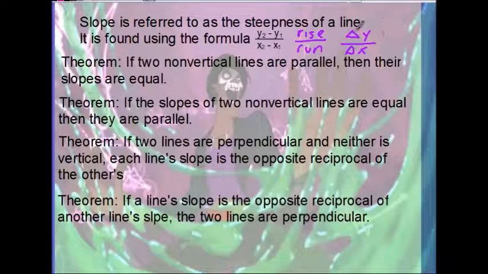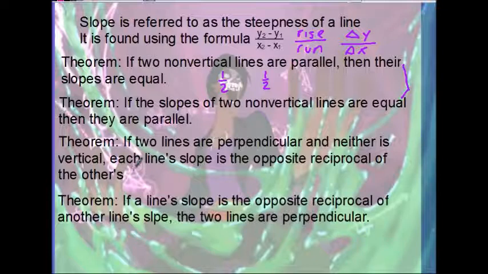Now, we have two theorems that are going to match together. If two non-vertical lines, and what's non-vertical? Up and down. Beautiful. So they're not up and down lines. If two non-vertical lines are parallel, then their slopes are equal. So if we have the slope of 1/2 for one line and the slope of 1/2 for the other line, if they're parallel, their slopes are going to match up. It works the same way here. If those slopes are equal, 1/2 and 1/2, you know the lines are parallel. These two right here are just converses of each other.